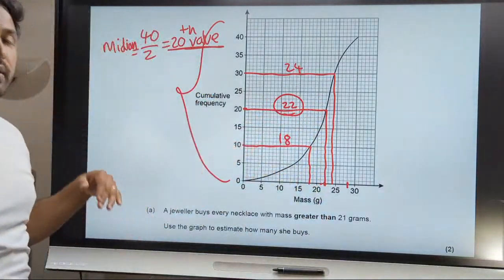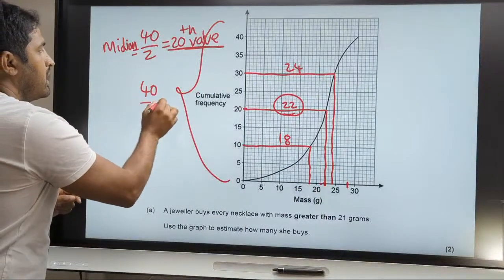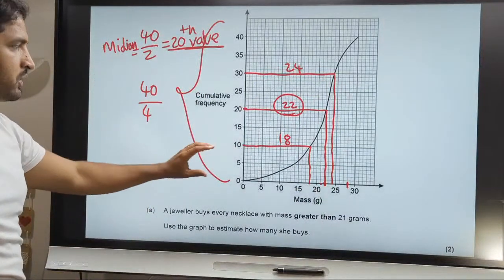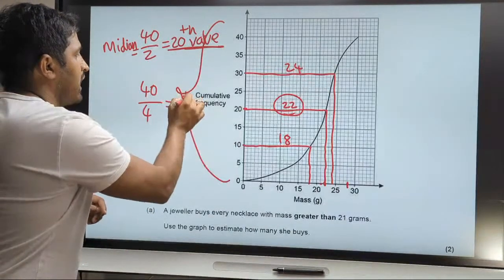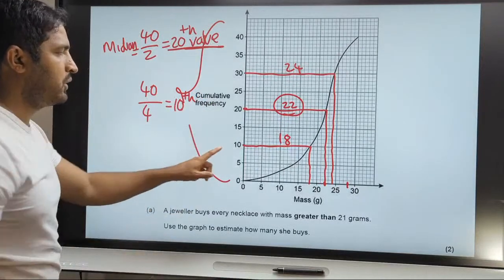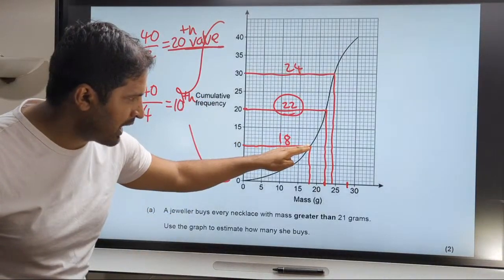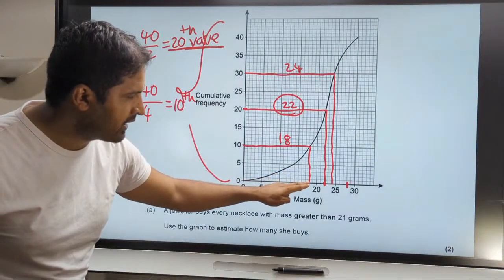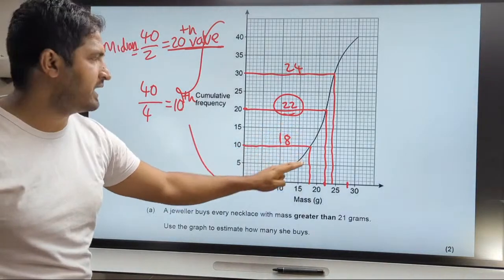Lower quartile means the first quarter. So we have 40 total divided by 4 to give you the first 25% here. So 40 divided by 4 gives you 10. So the 10th value will take you to that line here. Read it through that line and then turn it around, and it drops down to 18. That's why the lower quartile is 18.